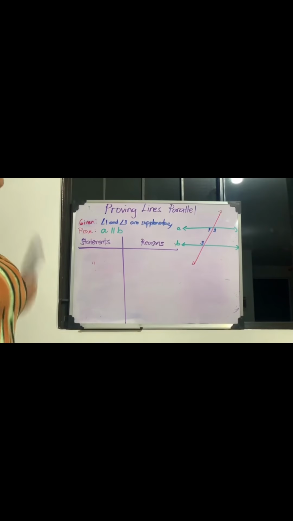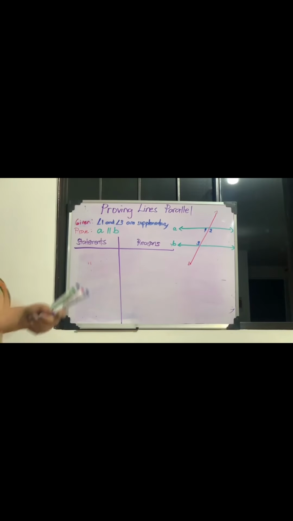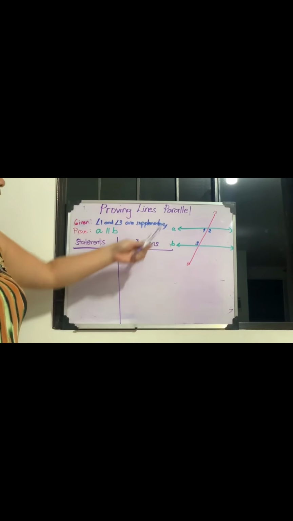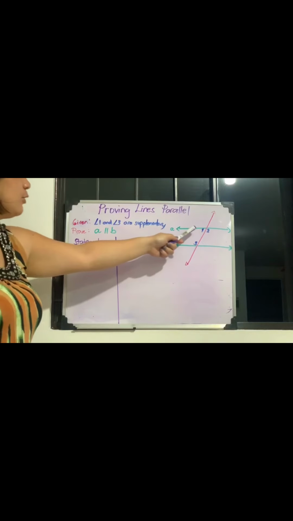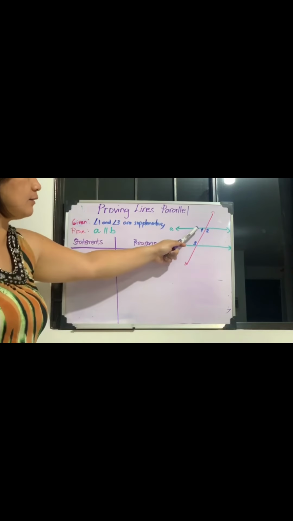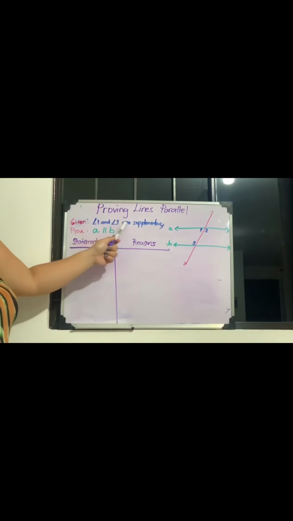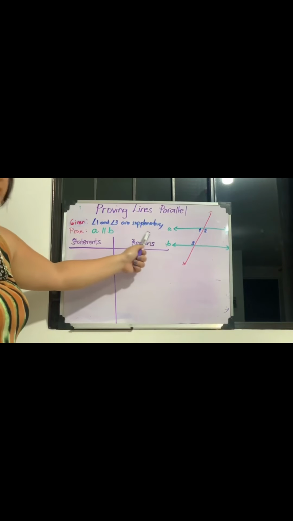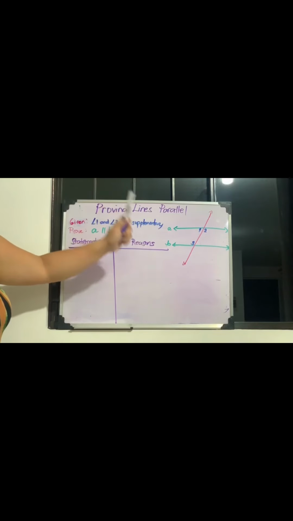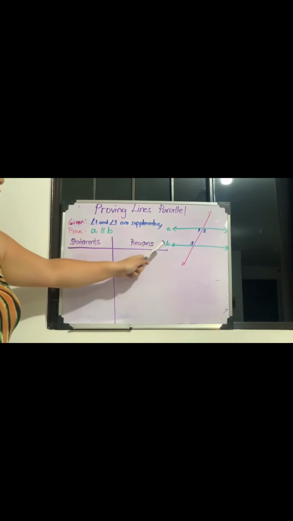Here is an example of proving lines that are parallel. You have line A and line B, and then you have this transversal line. You have angles 1, 2, and 3. Given is that angle 1 and angle 3 are supplementary. What do we know about the word supplementary? It means their sum is equal to 180 degrees. We're supposed to prove that line A is parallel to line B.